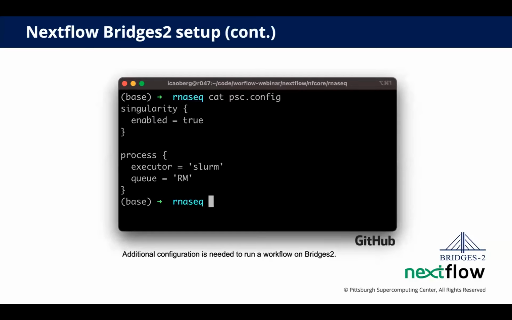And this is a very simple example of a config file. Basically, you're saying, I want to enable the use of containers, and then you're defining your process to run on the RM queue. So you have to let Nextflow know what partitions you have access to before you're able to submit a job. To my understanding, most people have access to the RM-shared partition, so this should be a very basic configuration script. Of course, you can change it to extreme memory, RM-shared, and RM-small.